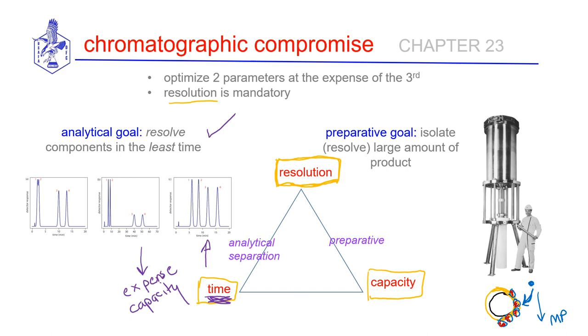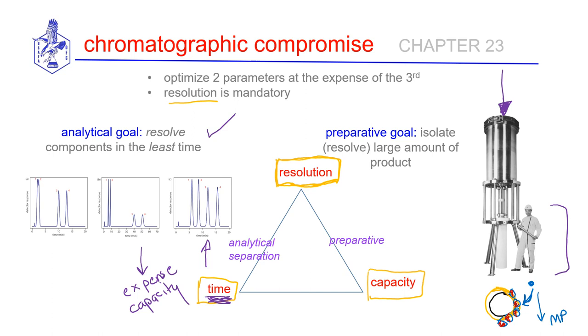The other reason for carrying out a separation is because I'm an industrial pharmaceutical company. I've discovered the cure for COVID-19. I need to mass produce it. So I'm going to make vast quantities of this substance, and I have to get it to traverse a column, and you can see a preparative column is enormous. Look at the human being and the size of this column. And the goal is simply to separate and isolate my component and mass produce it.